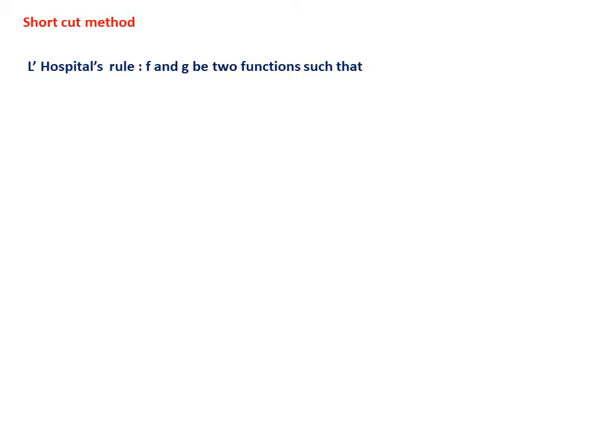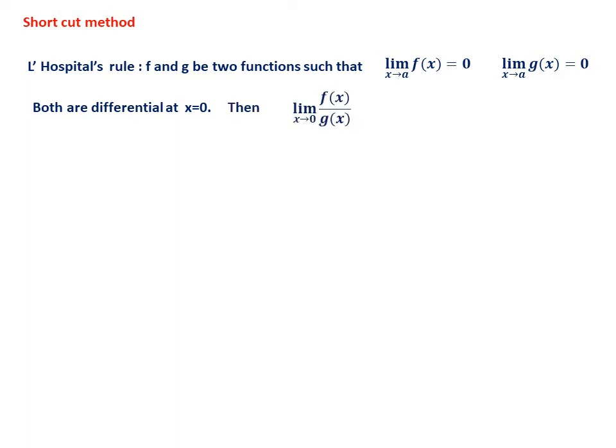It is very simple. Let's say f and g be two functions such that these are the two conditions. Limit of f of x as x tends to a also should be 0. Limit of g of x as x tends to a also should be 0. And both should be differentiable. That is very important. Then this is the formula. This is called L'Hospital's rule. Limit of f of x by g of x as x tends to a is same as limit of f dash x by g dash x as x tends to a.